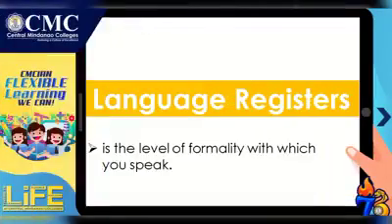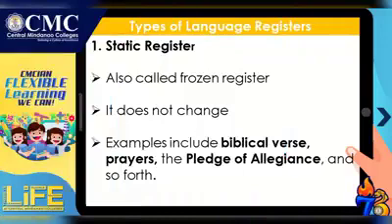Registers. A register is a level of formality with which you speak. Types of language registers. First, static register, also called frozen register. It does not change. Examples include biblical verse, prayers, the Pledge of Allegiance, and so forth.